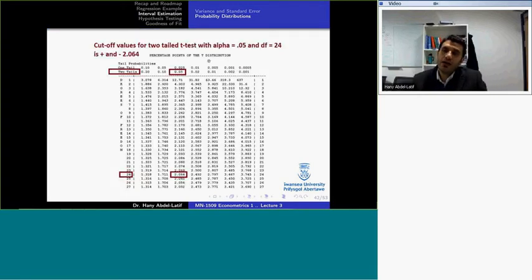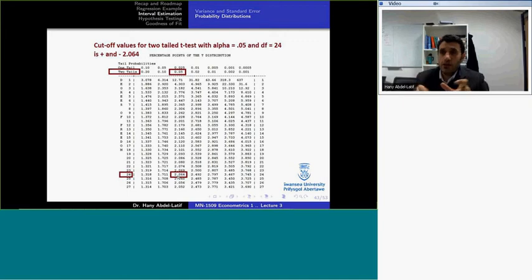Let me now show you an example of how to get this value. Let's assume we have alpha of 5% and 24 degrees of freedom. Then we need to look at the two-tail test, and we'll explain why we look at the two-tail test in the next lecture, when we do the t-test. Now let's look at 5%, and the degrees of freedom in this column here is 24. So we need that value.